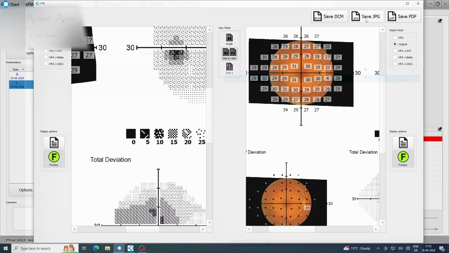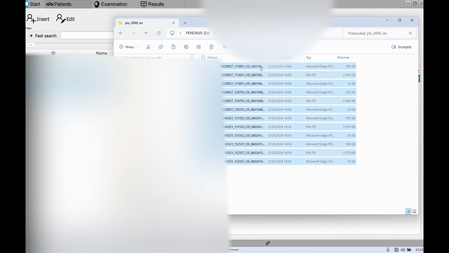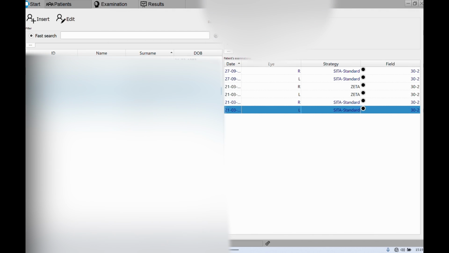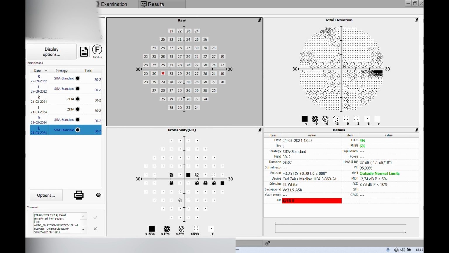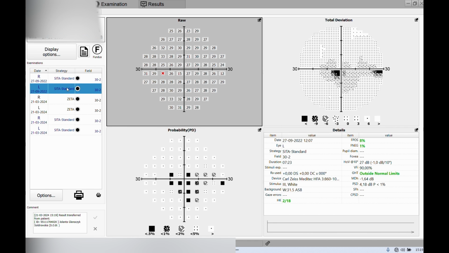HFA printout style. What is remarkable about this machine is that you can actually import the results from Humphrey or Medmont. So it's super easy. You just drag and drop tests from Humphrey, and here you are. You see that some of the tests are SITA, so this is the Humphrey standard, and some are Zeta, so this is the PTS strategy.